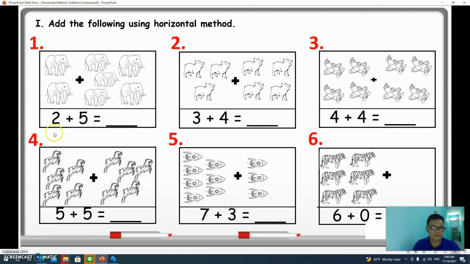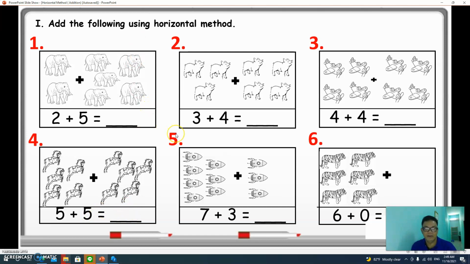Let us proceed to number 4. What are they? Horse or horses. We're going to count: 1, 2, 3, 4, 5. 5 plus 1, 2, 3, 4, 5. 5 plus 5 equals 1, 2, 3, 4, 5, 6, 7, 8, 9, 10. So 5 plus 5 equals 10.